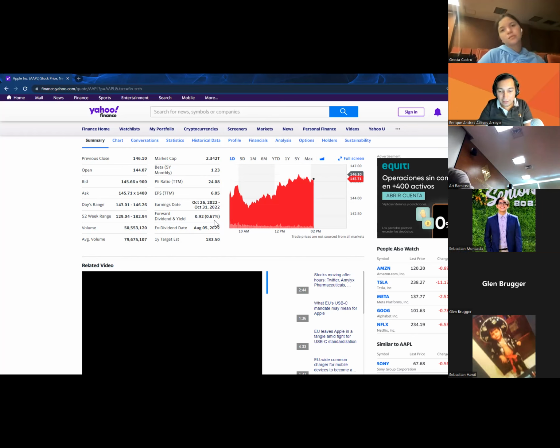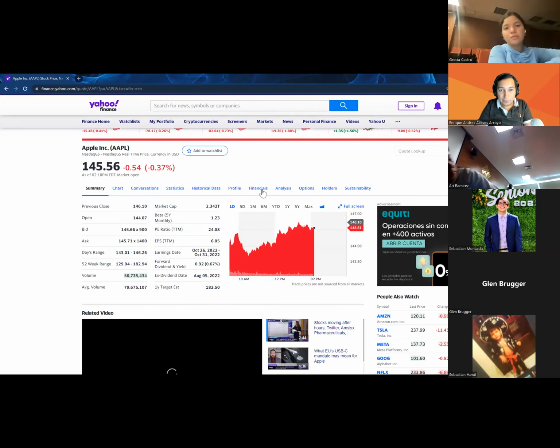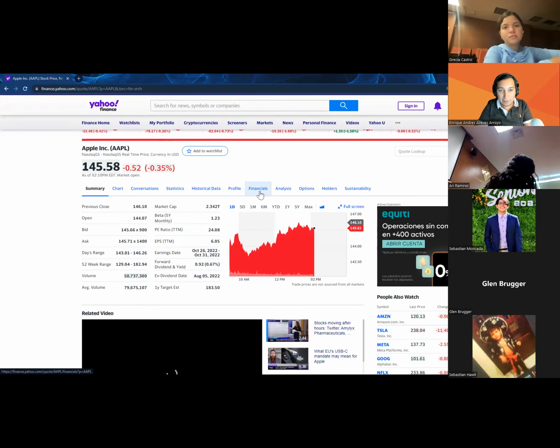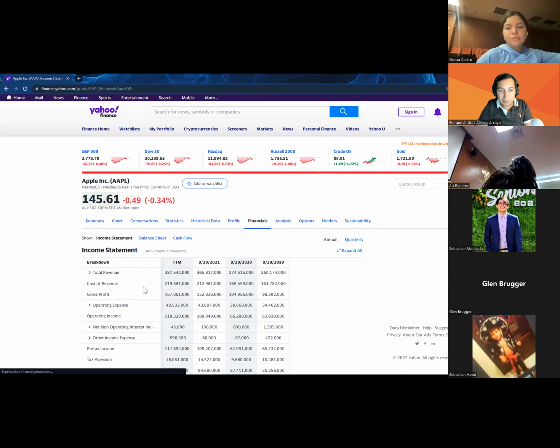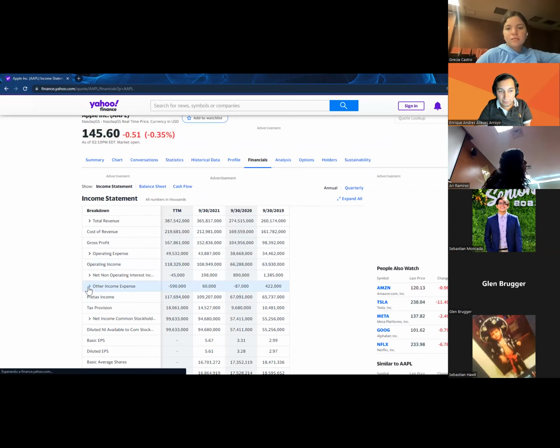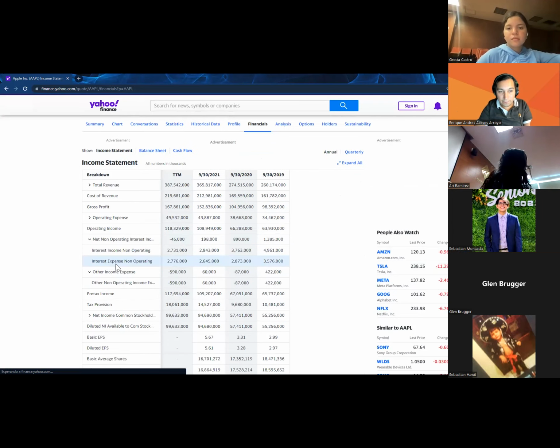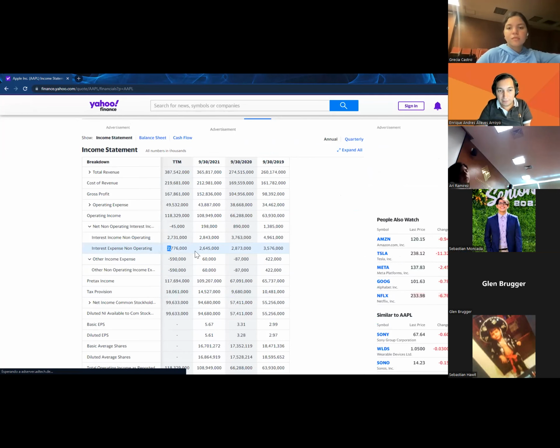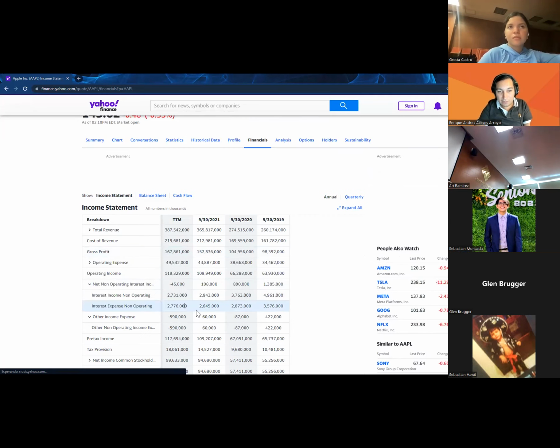If you look at Yahoo Finance, you go to financials of Apple, Inc., and you go to the income statement, you have something called interest expense, which is currently at 2776.